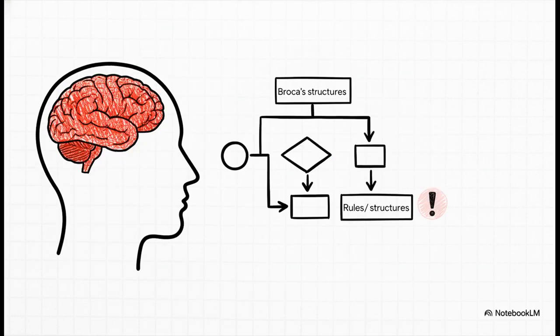Finally, for the grammar section, we're using red. Think about it. Red is an alert color. It's a stop sign. It signals to the brain, hey, pay attention here. It stimulates that analytical part of your brain and tells it to really focus on the rules and the structures.